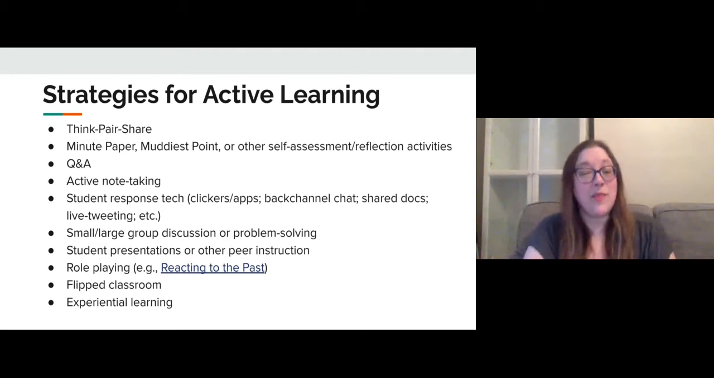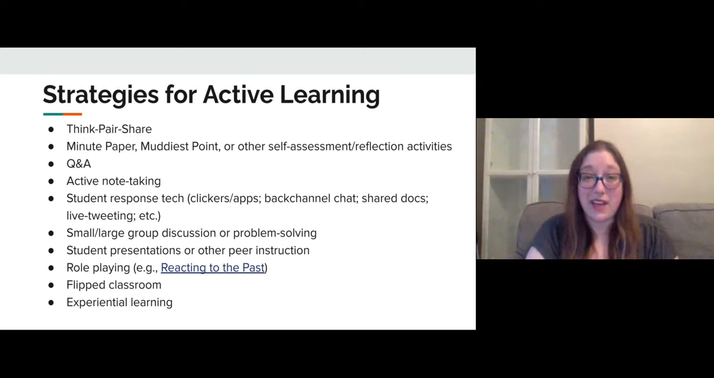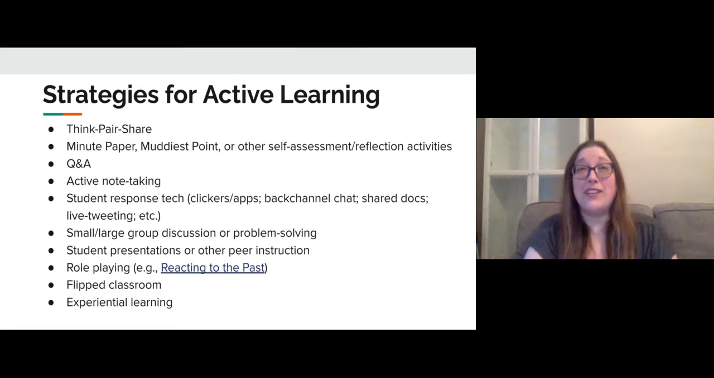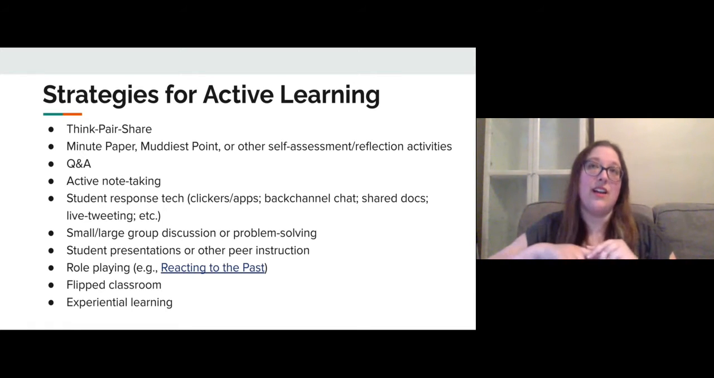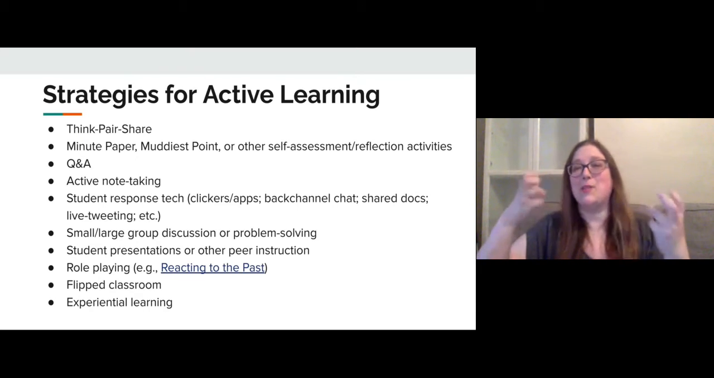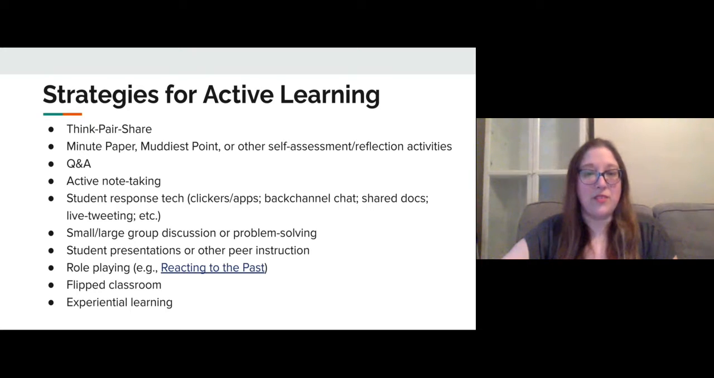Things like role-playing, just not something I've done personally a lot before, but there are a lot of resources. You can particularly look at Reacting to the Past, which I know some folks in classics have used to great effect. And then also things like the flipped classroom, which I'll talk about more in a minute, or experiential learning, right, where we're getting students really hands-on experience where they're actively engaging rather than just absorbing material like a sponge. So these are some active learning strategies. There are plenty more, but that's all that would fit. And I think that may be enough to absorb for right now.